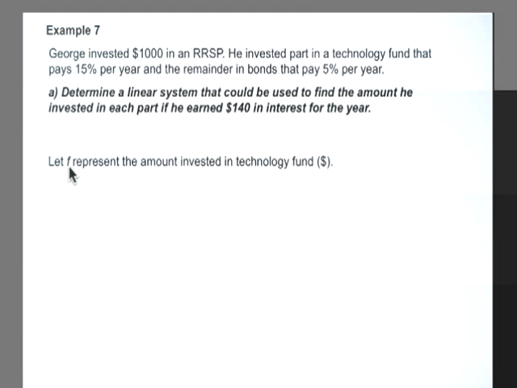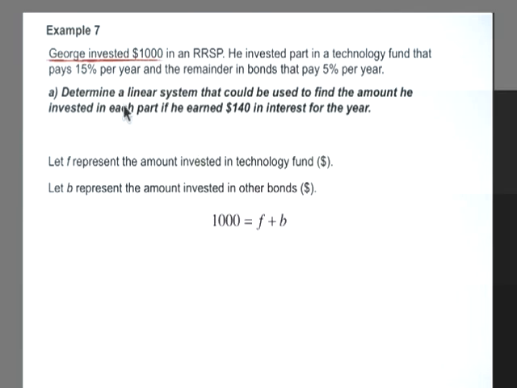And so what we're going to do is let F represent the amount invested in the technology fund, and B represent the amount invested in the bonds. So we're going to start by writing George invested $1,000. So $1,000 is equal to the amount he invested in the technology fund plus the amount he invested in the bonds.